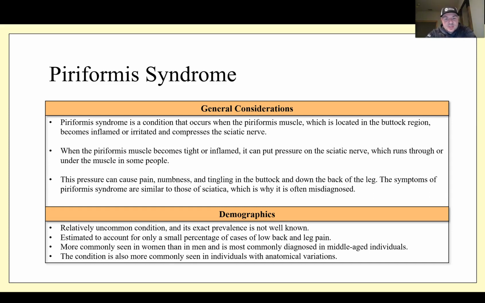It's a relatively uncommon condition, but its exact prevalence is not really that well known. It's estimated to account for only a small percentage of cases of low back and leg pain. It's more commonly seen in women than men, and is most commonly diagnosed in middle-aged individuals. It's more commonly seen in individuals with anatomic variations.